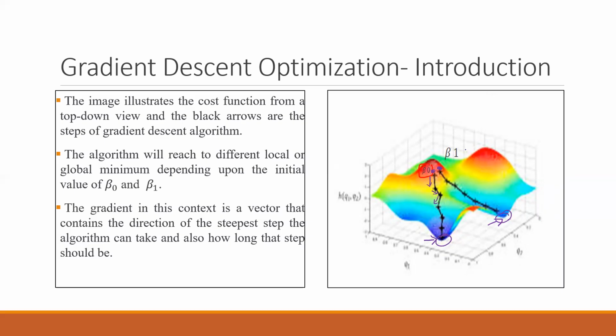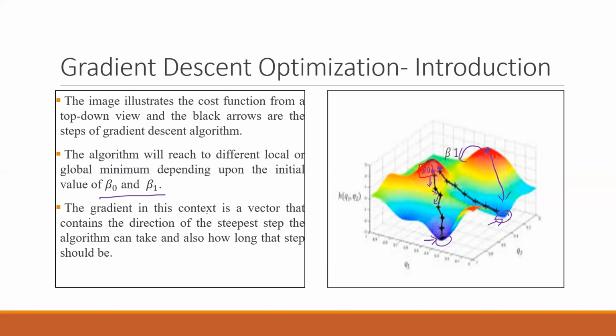But for now we will say that for beta naught we have reached a different global minima, and for beta 1 we have reached a different global minima. And this theory says that the image illustrates the cost function from a top-down view. So we are trying to go towards the bottom, right? And the algorithm will reach different local or global minima depending upon the initial values. So it depends on where you are starting. If you were starting from this point, then you might reach this side or maybe the other side. So depending upon your gradient, on which direction you are going, you might reach different minima, right?